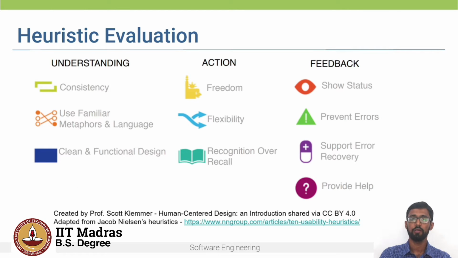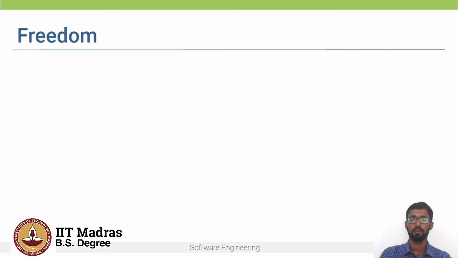In the previous video, we looked at Nielsen's design heuristics and looked at heuristics related to understanding. In this video, we look at heuristics related to action. Let's look at the freedom heuristic. So there are different aspects of the freedom heuristic. One is the freedom to undo. So we saw this in the previous videos as well.